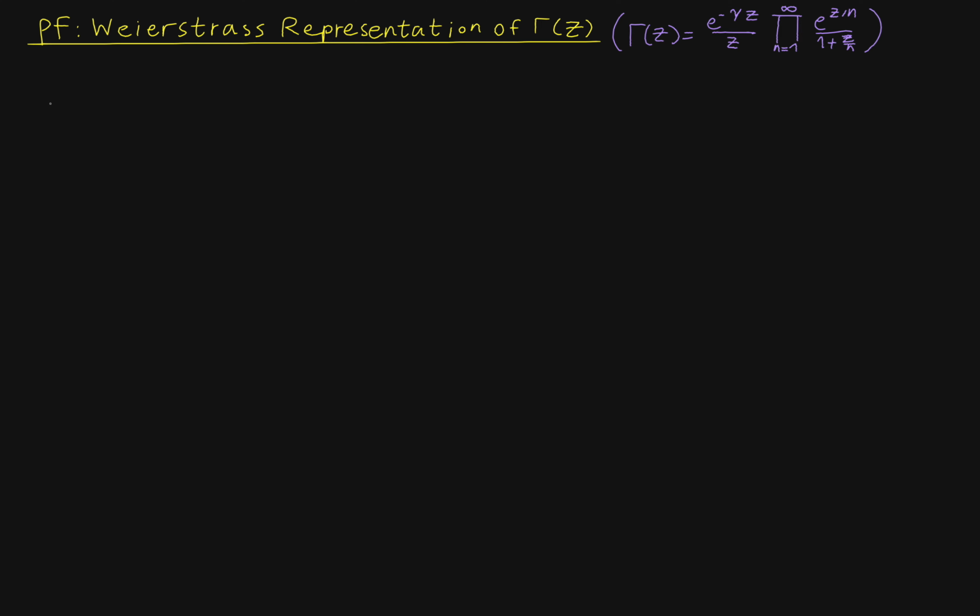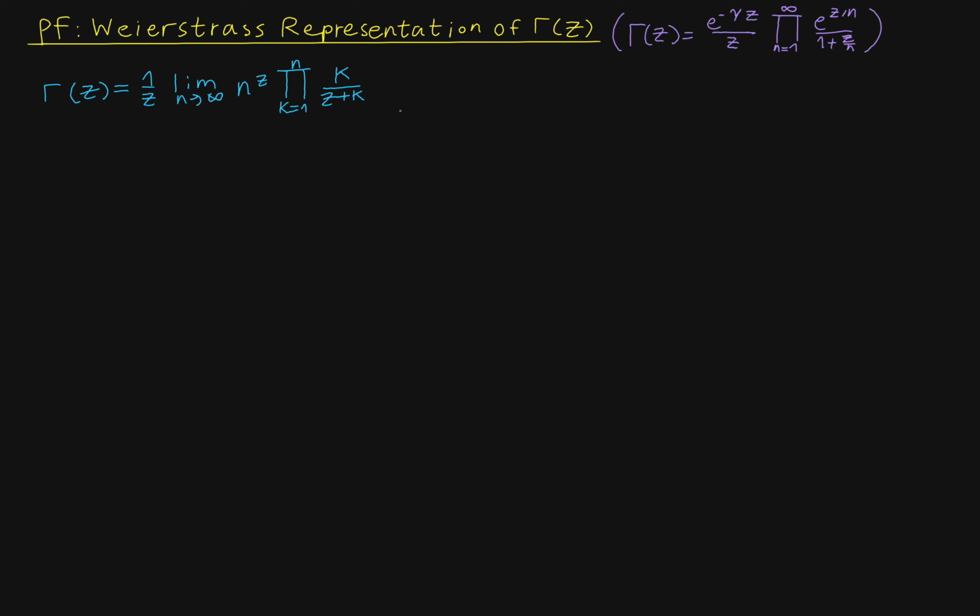So we're actually going to start with Euler's representation, and it's going to be the limit form. So we have gamma of z is equal to 1 over z times the limit as n approaches infinity of n to the z times the product, k is equal from 1 to n of k over z plus k. All right.